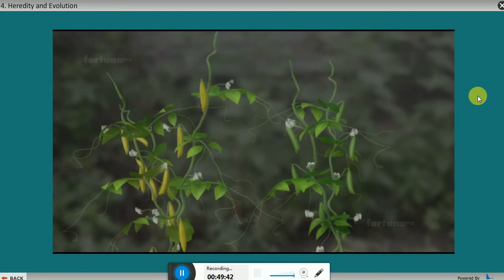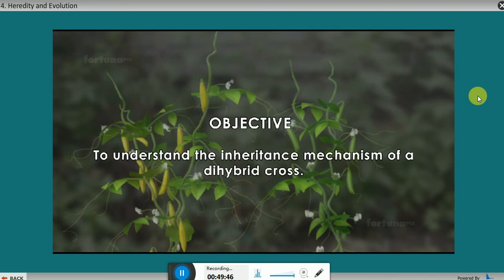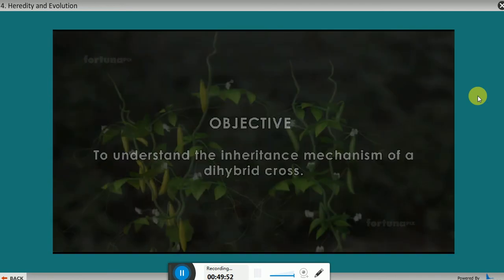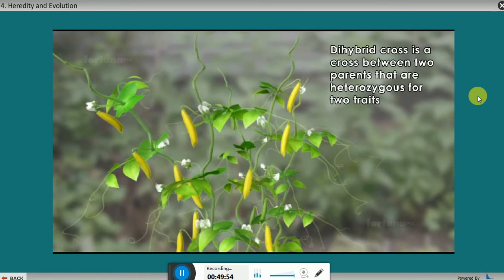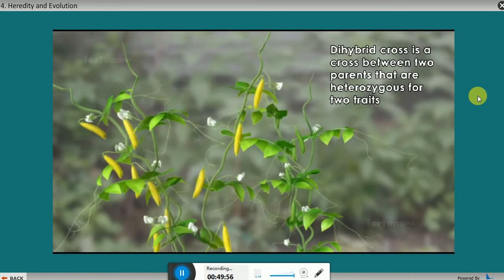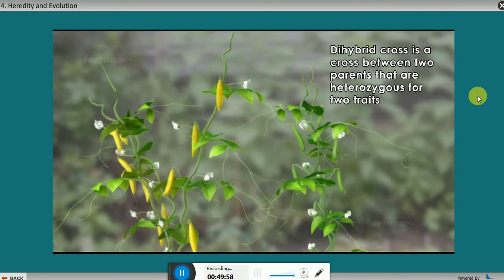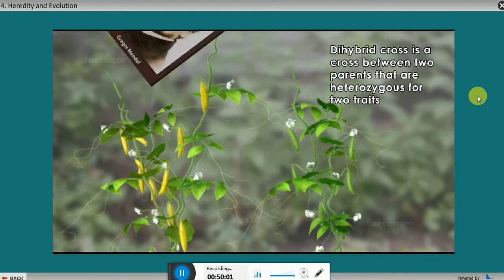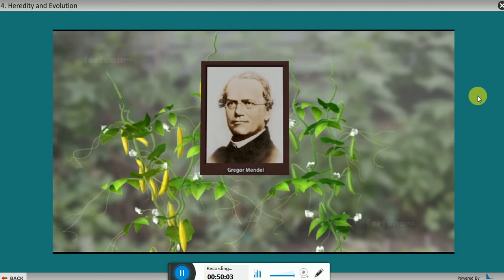Dihybrid cross. Objective: to understand the inheritance mechanism of a dihybrid cross. A dihybrid cross is a cross between two parents that are heterozygous for two traits. Gregor Mendel, who proposed the basic rules of inheritance during the 1860s, experimented with the dihybrid cross and, based on the results, proposed the law of independent assortment.